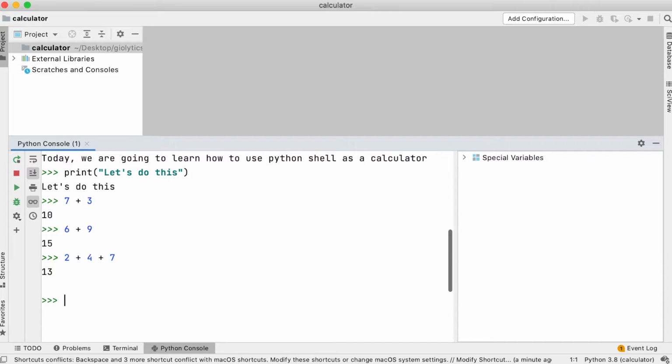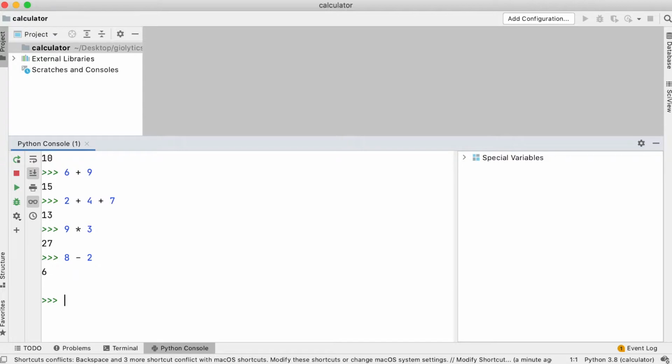Here are more examples of expressions that have multiple operators with the same precedence. 7 plus 3 minus 8. 7 plus 3 will be evaluated first, which is 10. Then Python will evaluate 10 minus 8. The same for 9 minus 5 plus 4. Subtraction and addition have the same level of precedence, so the expression will be calculated from left to right. 9 minus 5, which is 4, then 4 plus 4 will give you 8.